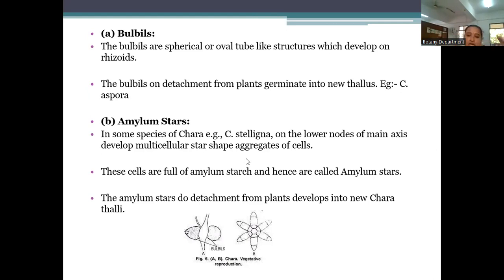The star-shaped cells filled with starch grains are formed on the lower nodes of branches, then separate from the plant to produce a new plant. The example here is Chara stelligera. This is the amylum starch, which produces the new Chara plant.